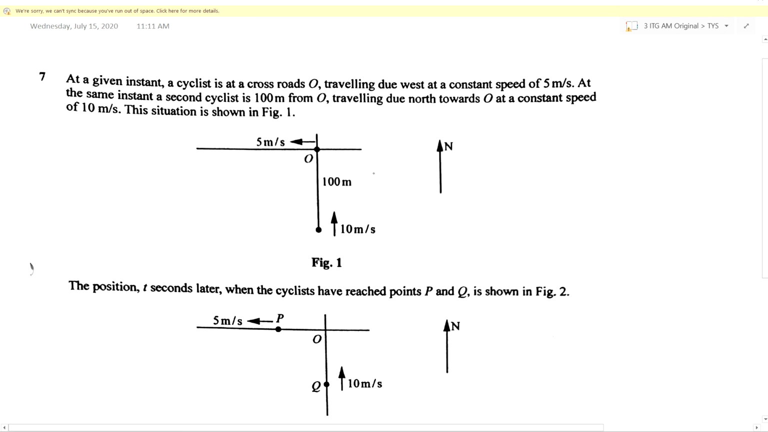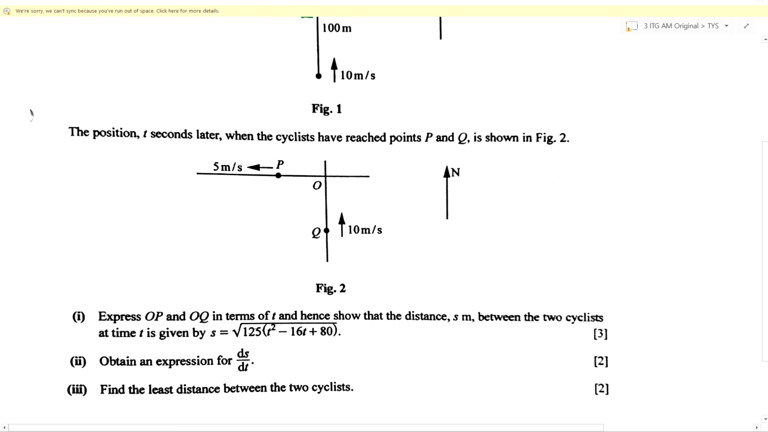Question 7 now. A few more seconds left. So we have a cyclist traveling west 5 meters per second. And another cyclist 100 meters from O cycling towards O. So here we have 90 degrees. Then after some time, they will reach their own respective points. Express OP and OQ in terms of t. So you can use this formula: distance over time, you get your speed. So do the substitution to find OP and OQ.